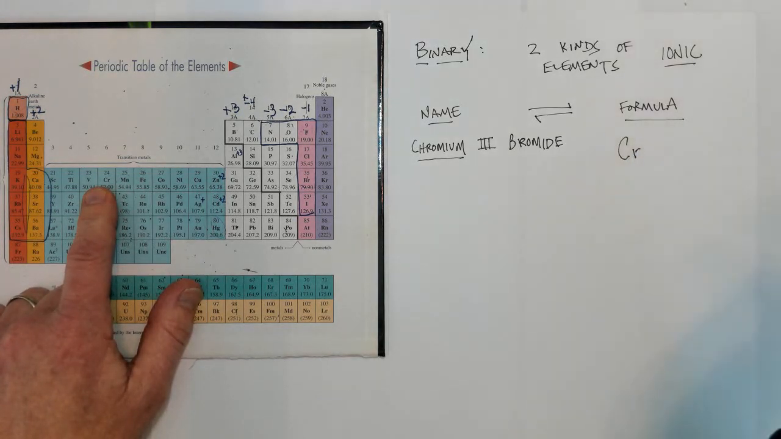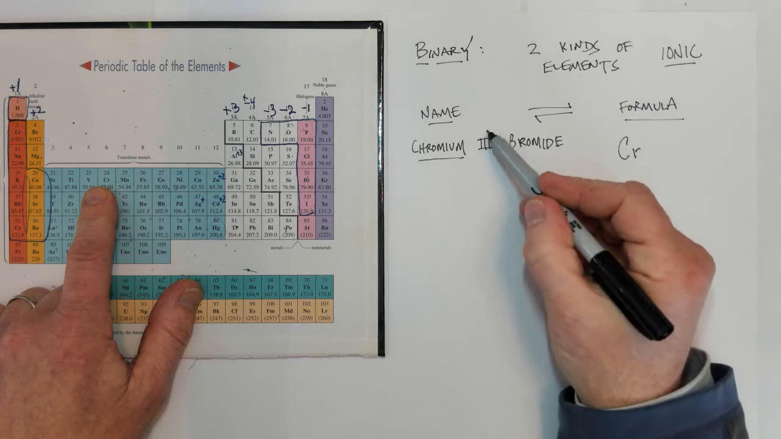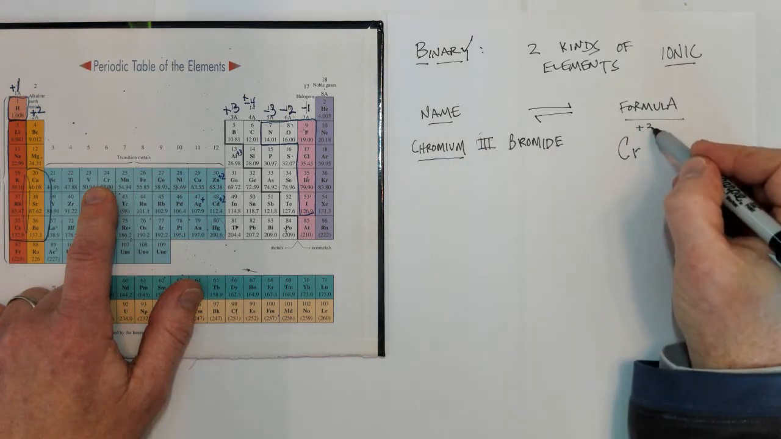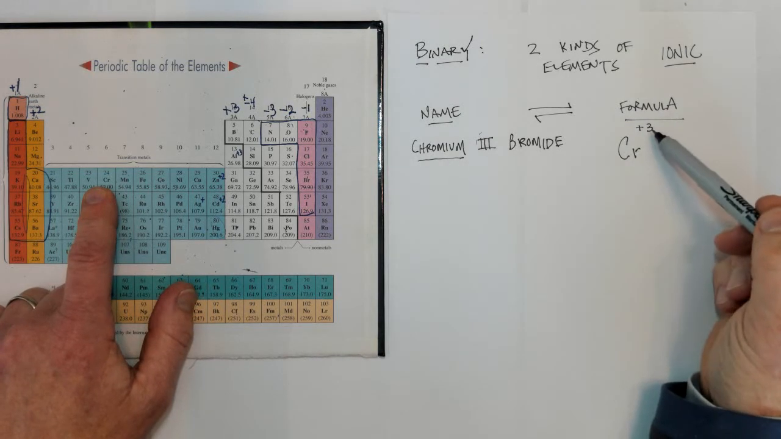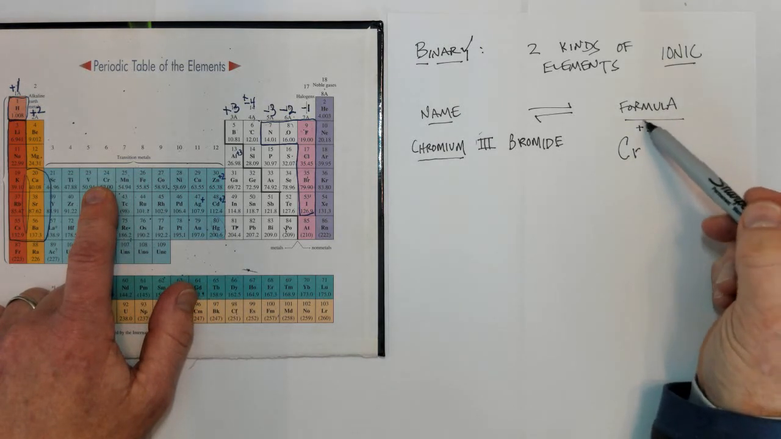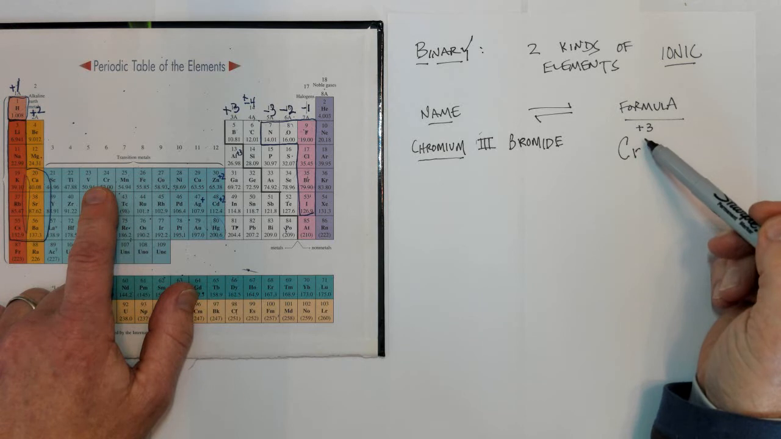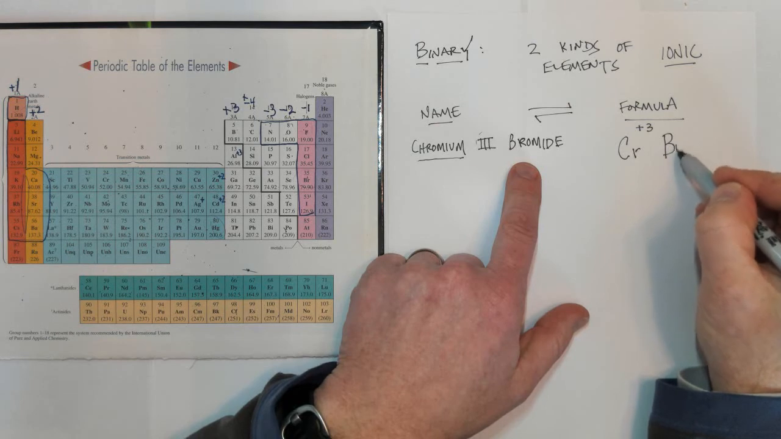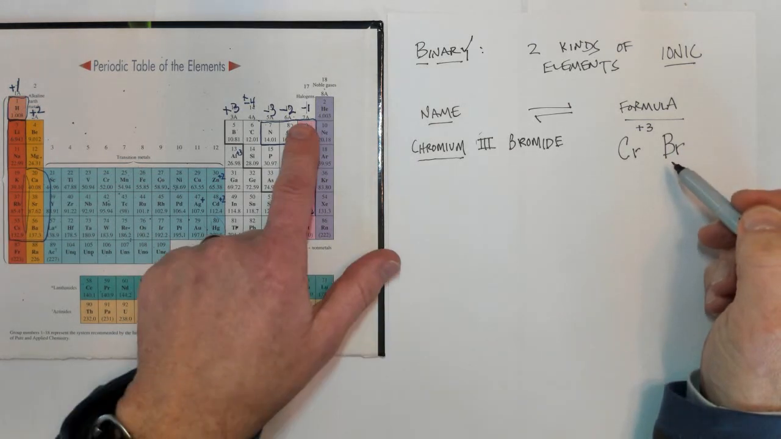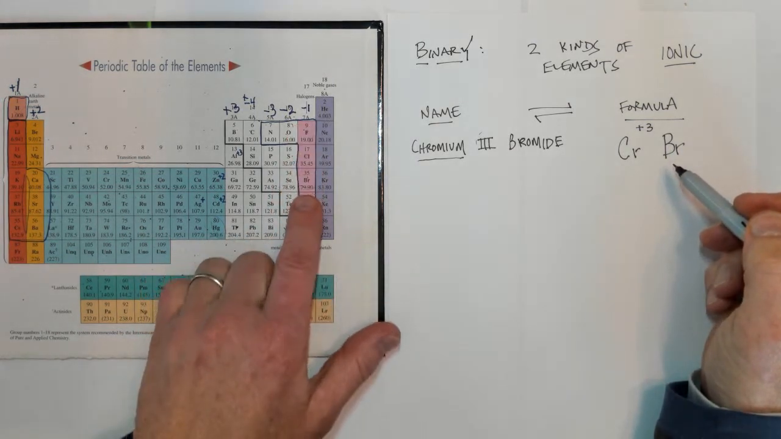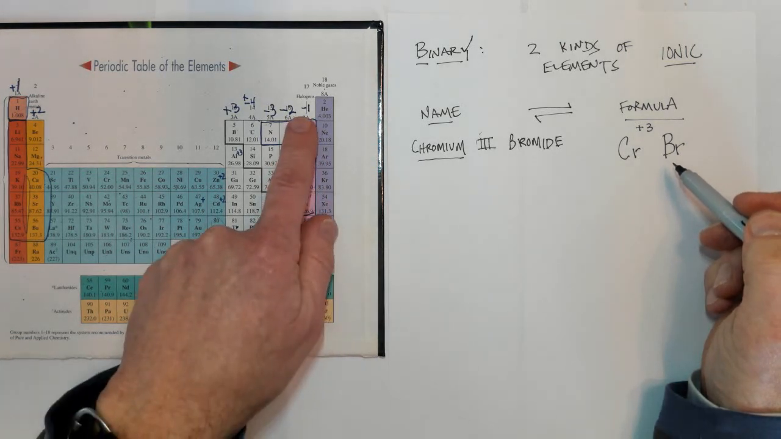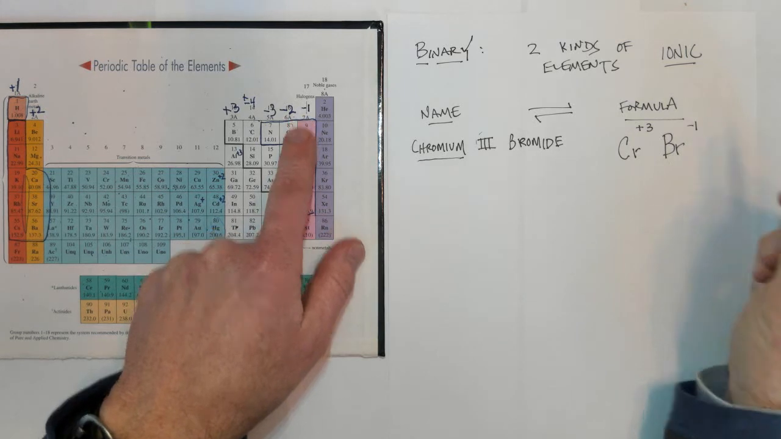And before you finish writing Cr down, notice that it's a 3 right here, meaning that it's got a positive 3 charge. And when we write cations, we always put the positive 3 in the upper right-hand corner, indicating that it would have a plus 3 charge. And then bromide, we'd write it right after it, and look on the periodic table and find out that its anion charge would be -1 because it's in group 17, and there's a little -1 up above.